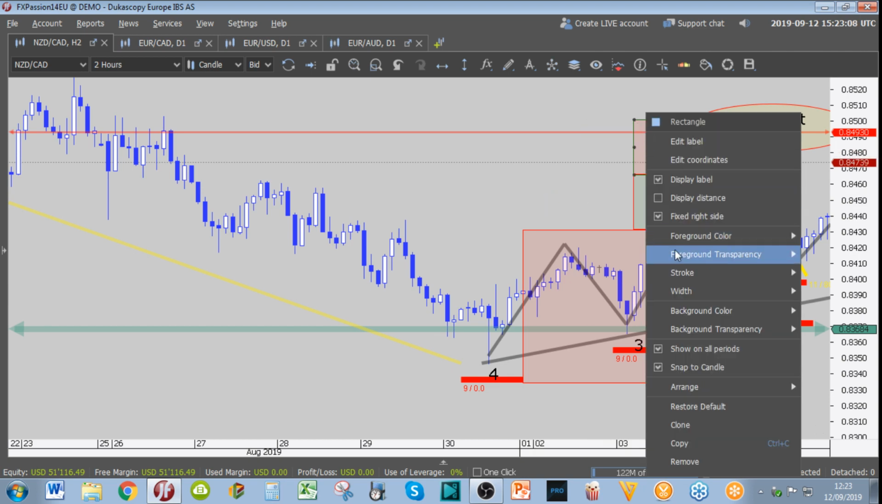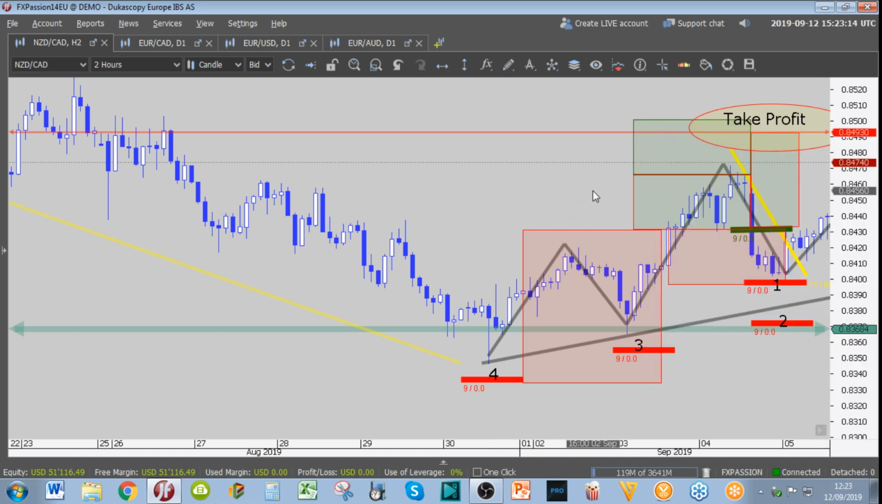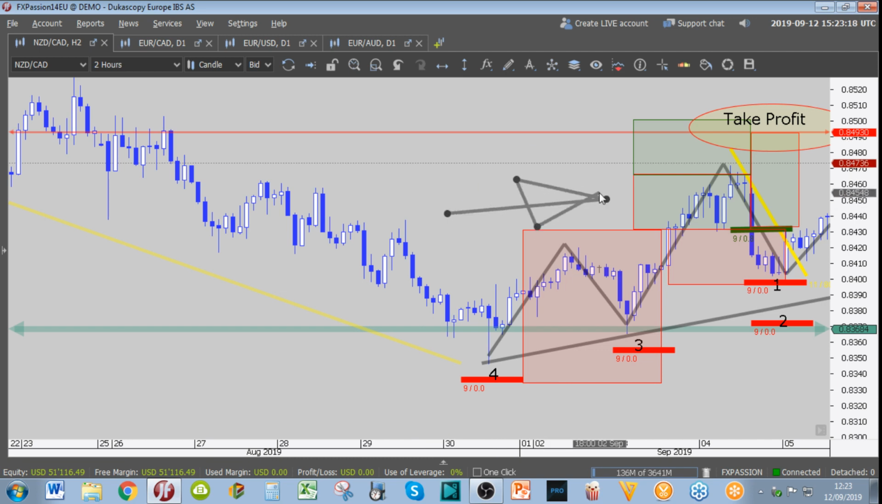Where is the background color? There you go. Okay, yeah, it's not the perfect one for 2, but still, if I'm going to win, I'm going to make more than I'm risking, right?